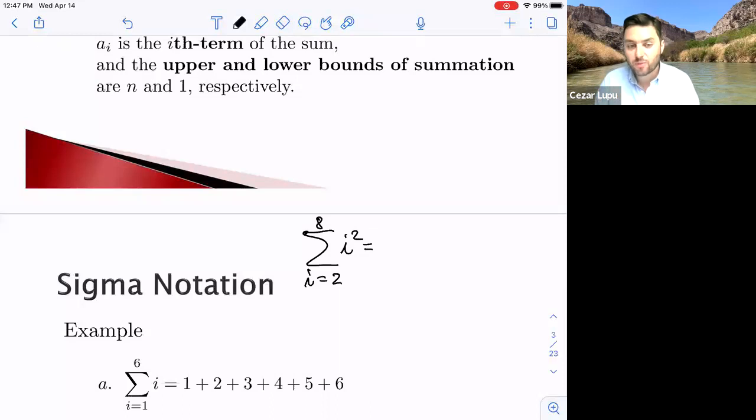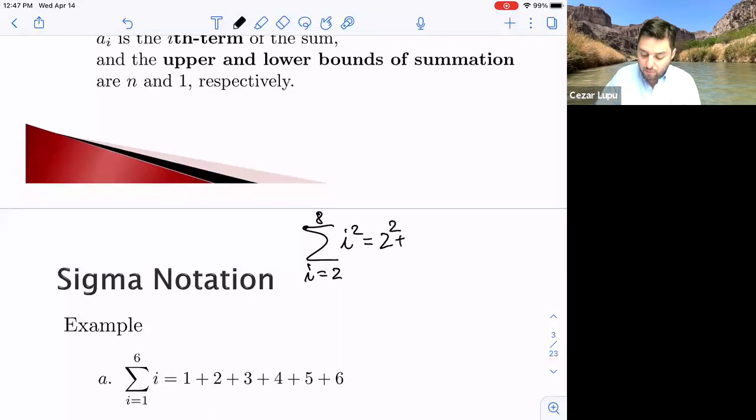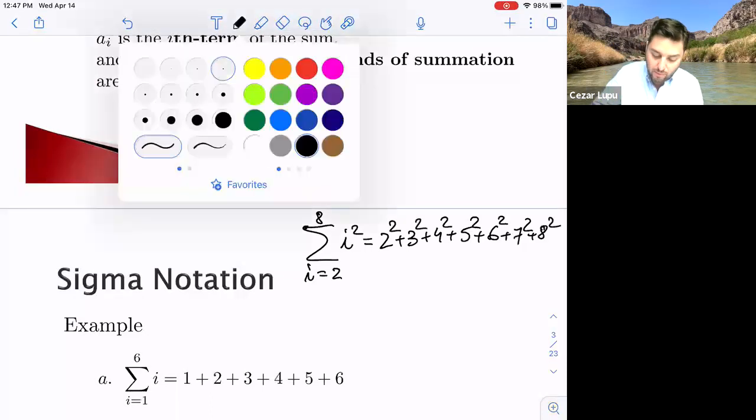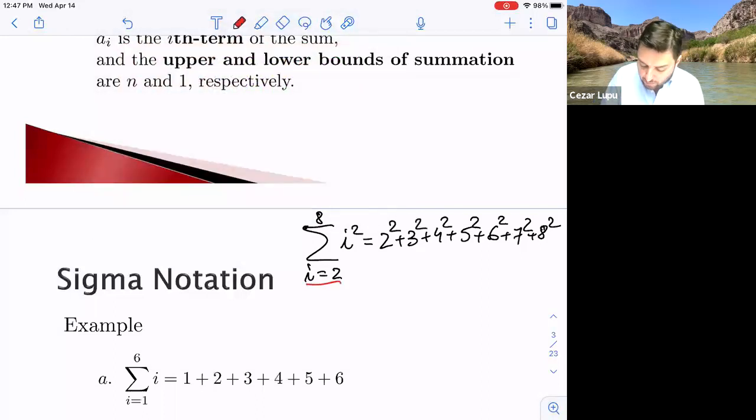So let's look at the sum. What are the numbers that they're summing up? They are all the squares, right? And where do they start from? They start from 2 and they end up at 8. So it will be 2 squared plus 3 squared plus 4 squared plus 5 squared plus 6 squared plus 7 squared plus, and the last one is 8 squared. You see, I start from 2 and I end up at 8.